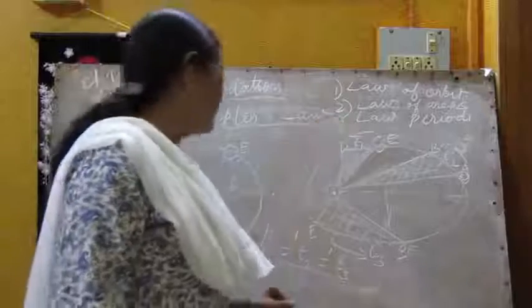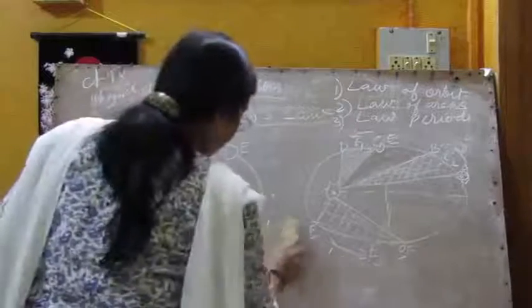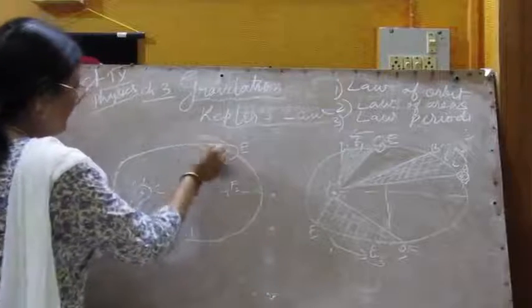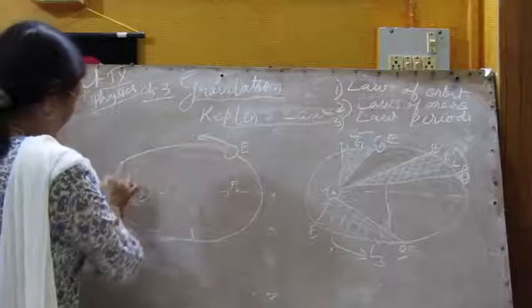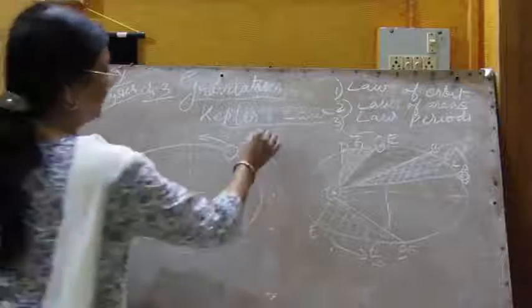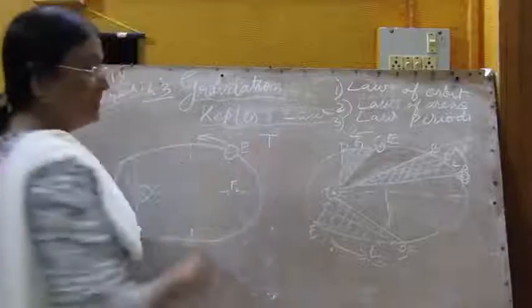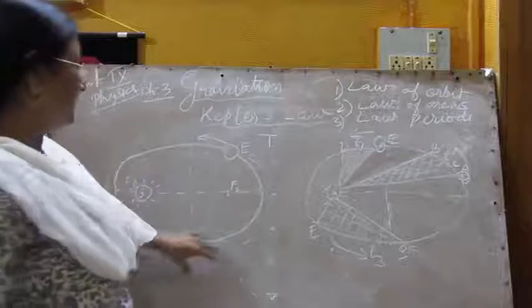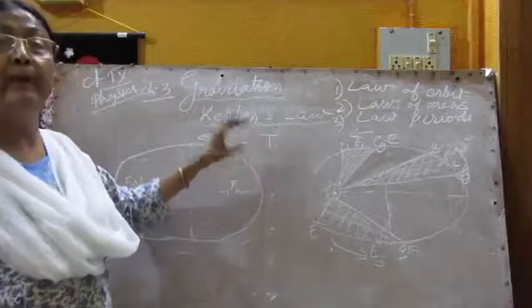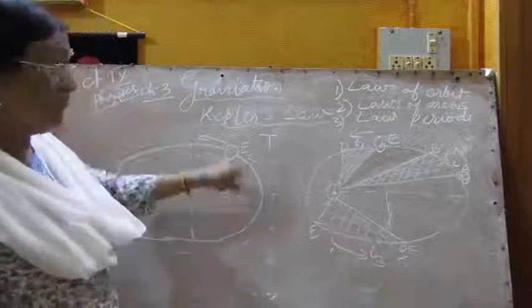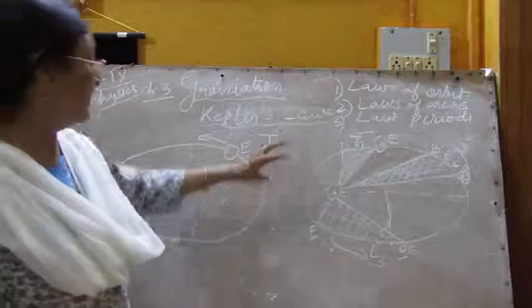The third law is called, that means, now see, if a planet is moving, suppose here, now moving from here up to here, now coming to this position, suppose it takes the time t. The time taken by the planet to revolve around the sun once is called the time period T.